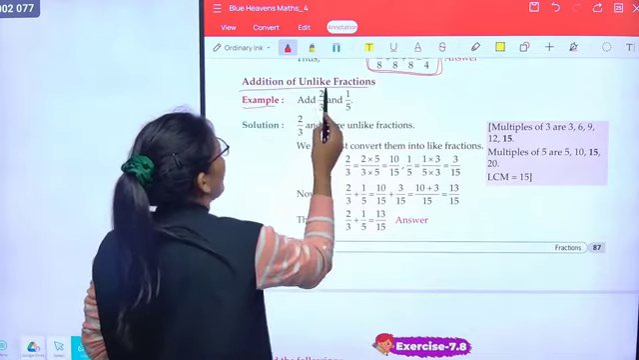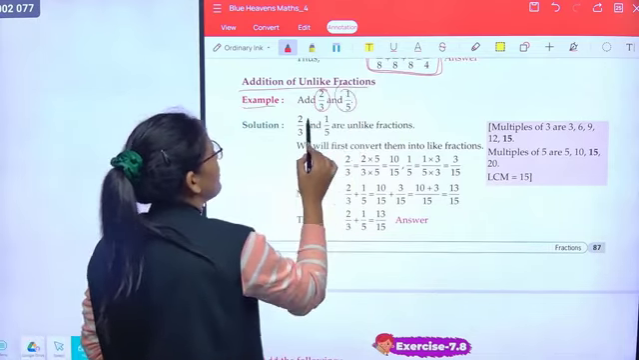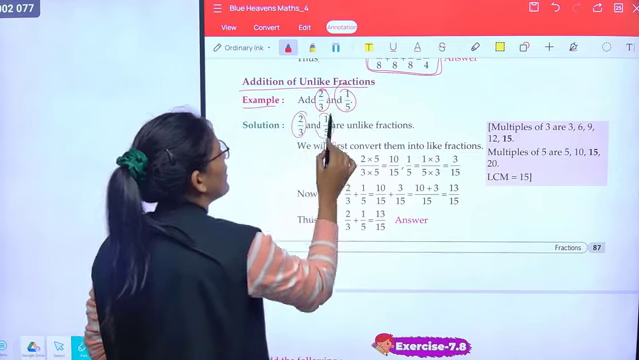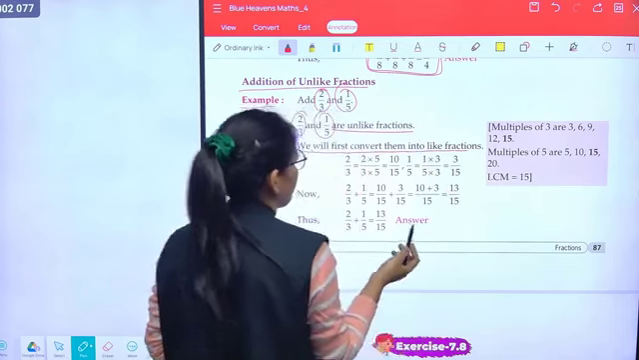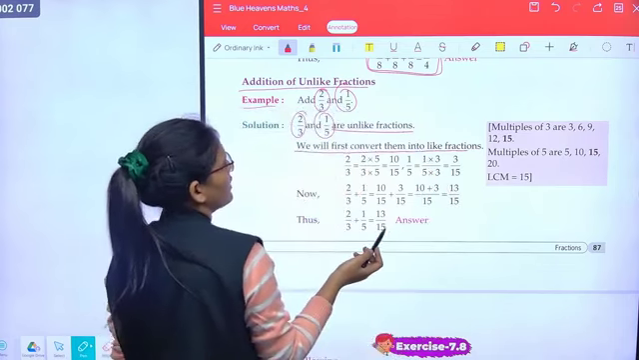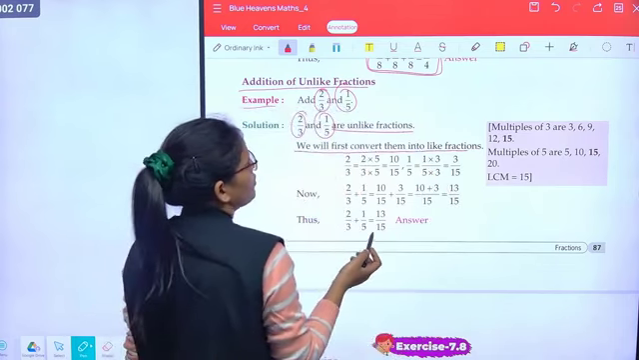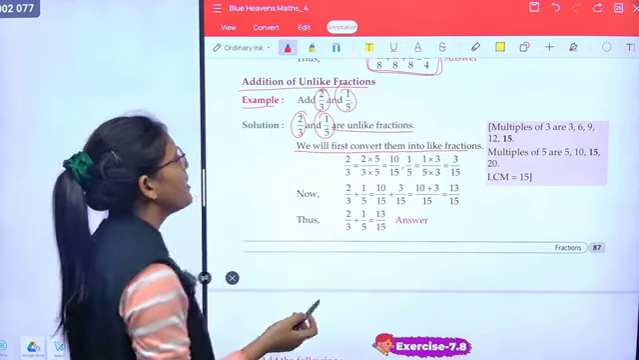Now example, add 2 upon 3 and 1 upon 5. 2 upon 3 and 1 upon 5 are unlike fractions. We will first convert them into like fractions. हम क्या करेंगे, इनको like fraction में convert करेंगे क्लास. तो पहले क्या करेंगे, हम इनको multiply करेंगे.